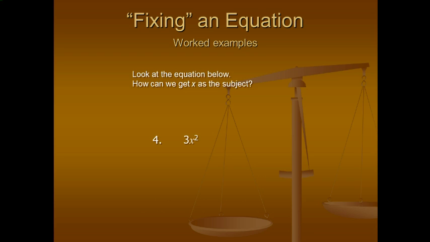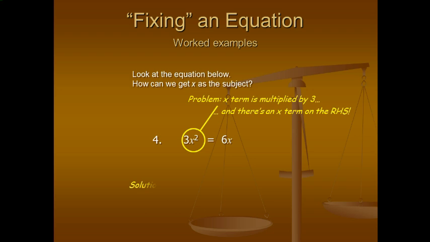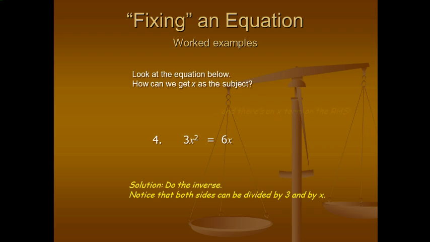Exercise 4. 3x squared equals 6x. The problem is the x term is multiplied by 3 and there's an x term on the right-hand side. The solution? Do the inverse. Notice that both sides can be divided by 3 and by x. So we divide both sides by 3x. On the right-hand side, the 6 and the 3 cancel out to 2, and the x's cancel out each other. On the left-hand side, the 3's cancel out each other, and the x squared is cancelled down to just x. So our answer is x equals 2.